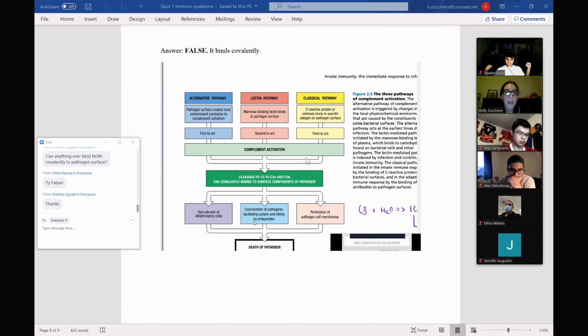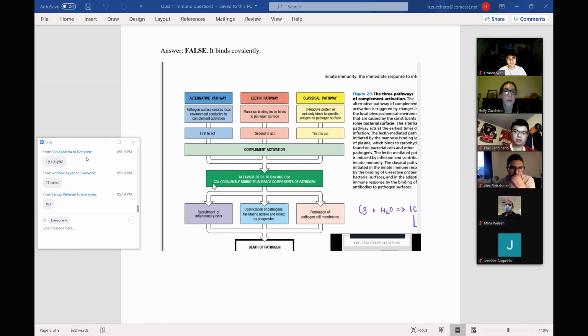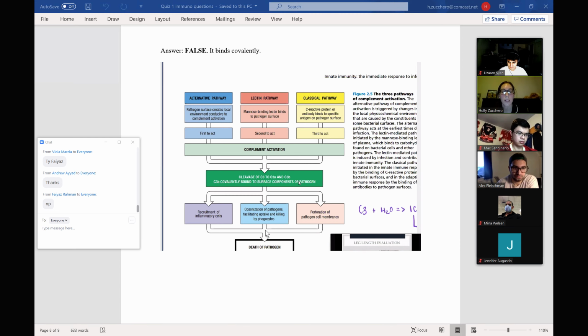Can anything ever bind non-covalently to a pathogen surface? To be honest with you, I don't really know. Things do bind non-covalently, but I'm not sure if it's to a pathogen surface. I just know that he did ask a really random, weird question like this at one point, so just know those little minor details.